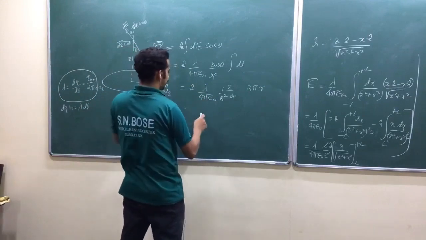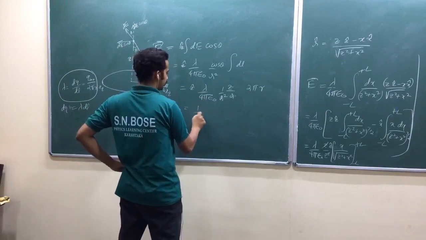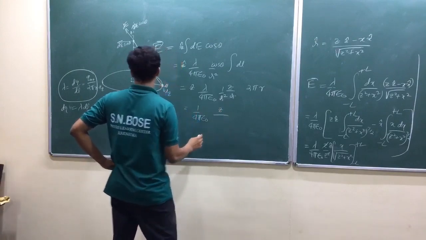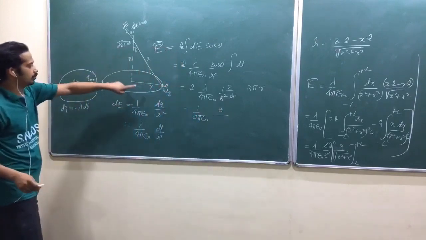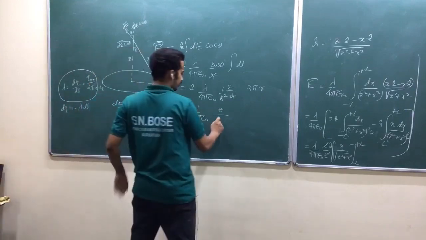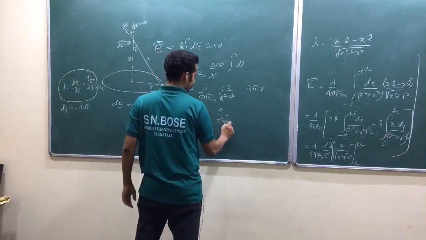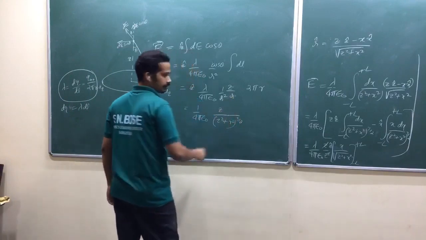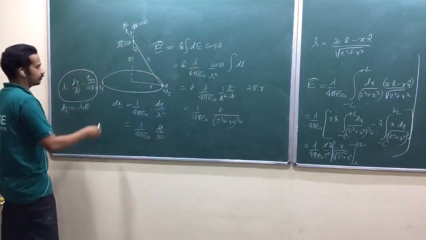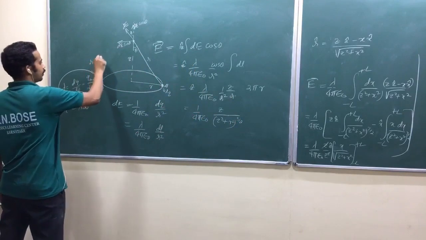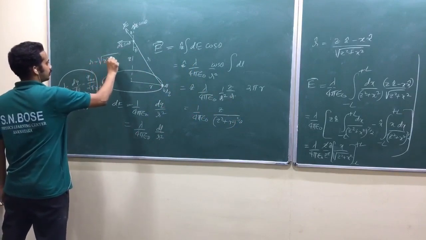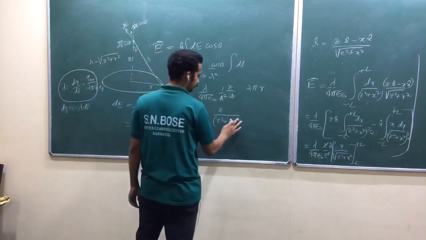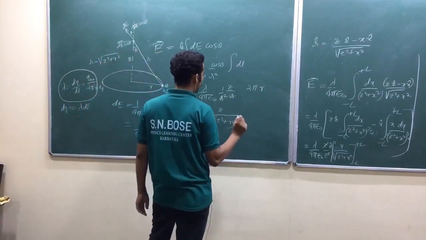Now let me write it like this as earlier. 1 by 4 pi epsilon naught, so z by italic r cube. What is italic r? Z square plus r square. Am I right? Z square plus r square whole power 3 by 2, italic r cube. R is root of z square plus r square. Am I right? Raised to cube, raised to 3 by 2. Isn't it? Raised to 3 by 2. Do it again.